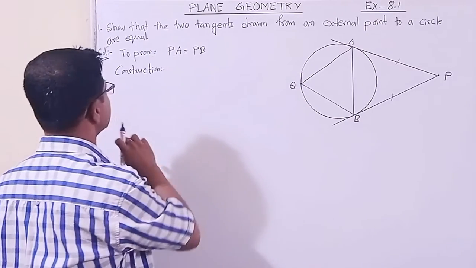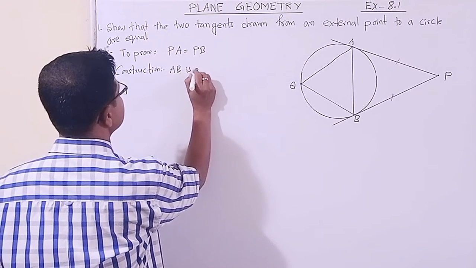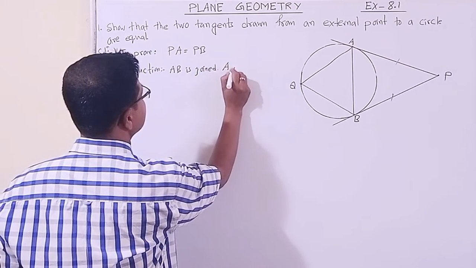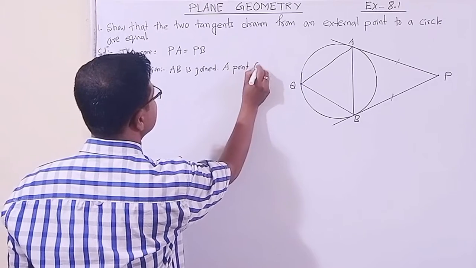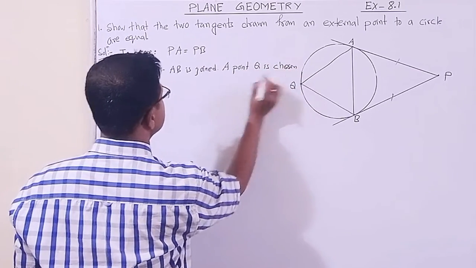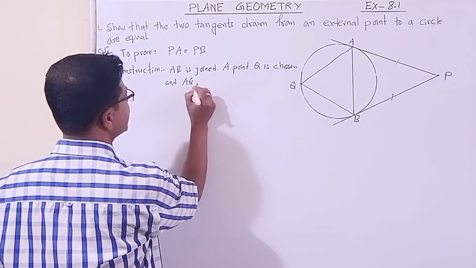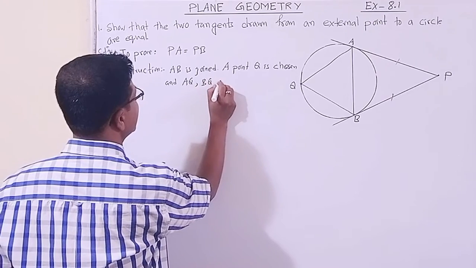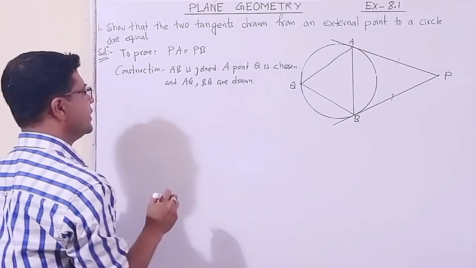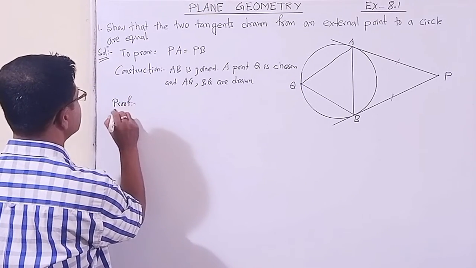Okay, at first let me write the construction part. AB is joined, a point Q is chosen, and AQ, BQ are drawn. This part you can write in your own way. Proof. Now the question is how we will prove this.